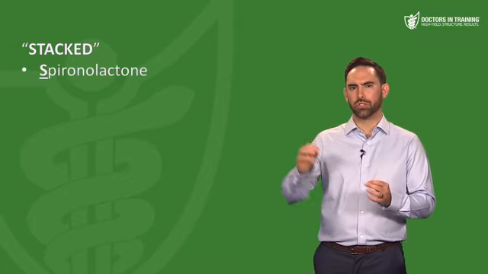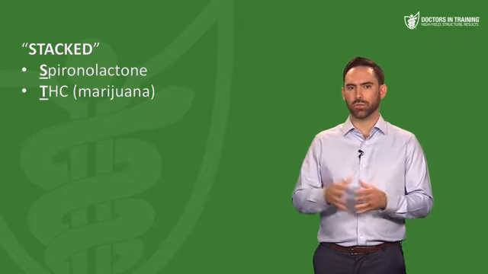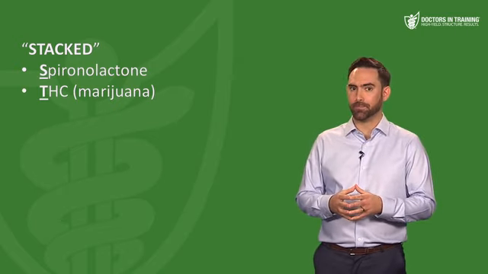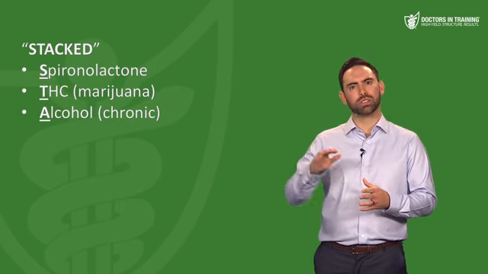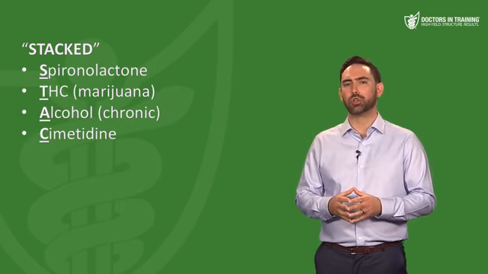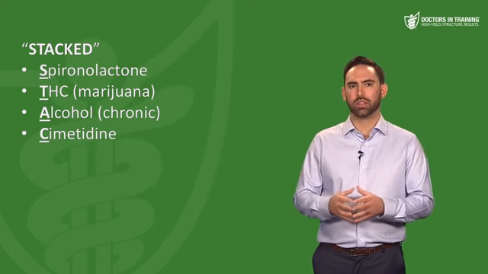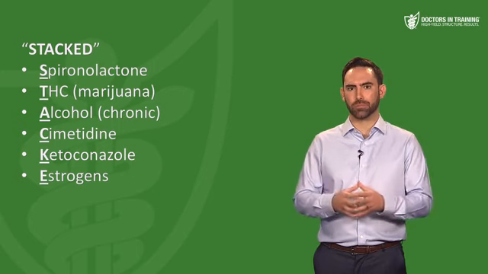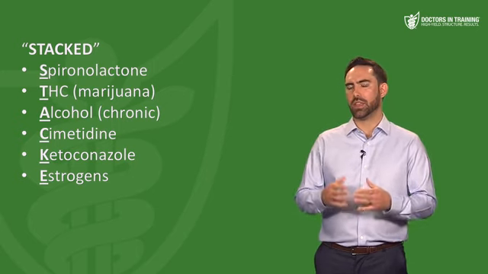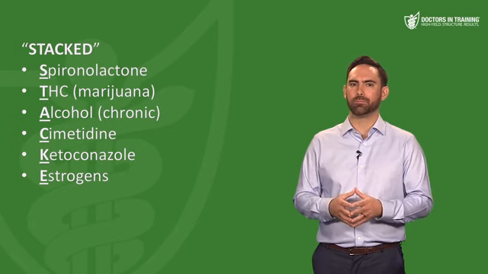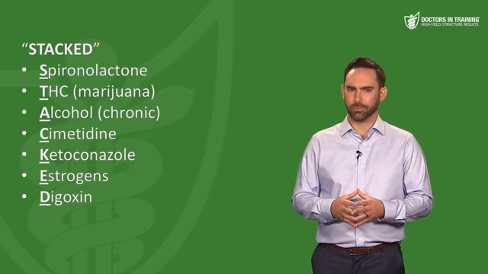The S is for spironolactone. T is for THC, so marijuana can cause gynecomastia. The A is alcohol, specifically chronic alcohol use. The C is the H2 blocker cimetidine. K is ketoconazole, and the E is for estrogens, which should be pretty obvious, that if a man is taking estrogens, that could lead to some breast development. And the D is digoxin.